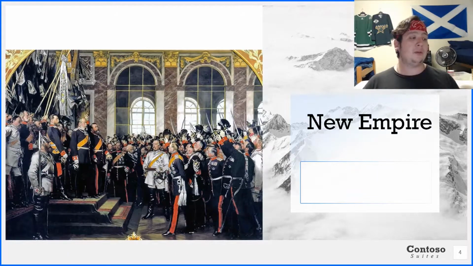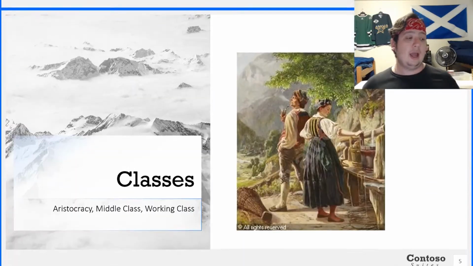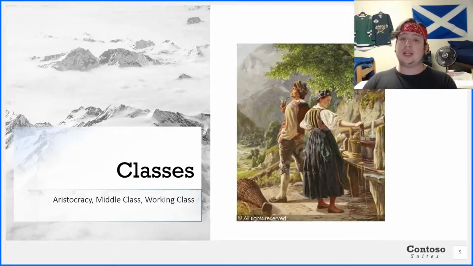So this is the painting I was telling you. Bismarck can be seen in the white. This is the creation of the new empire underneath Wilhelm I, etc. And so that brings us to the classes within this new German empire.